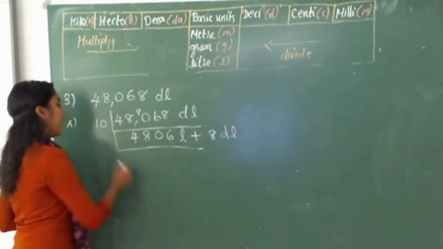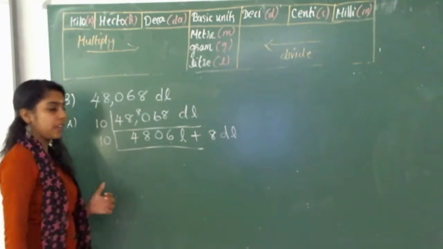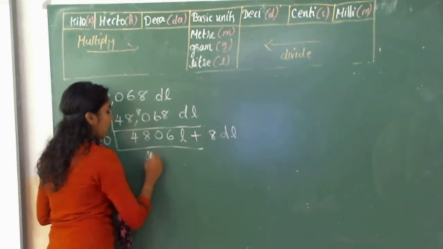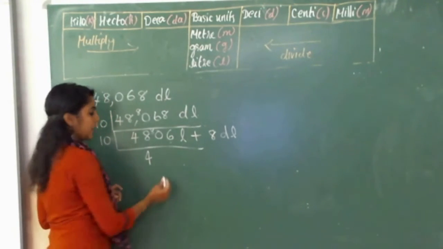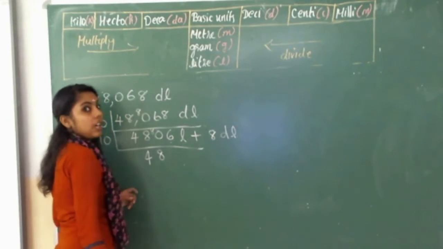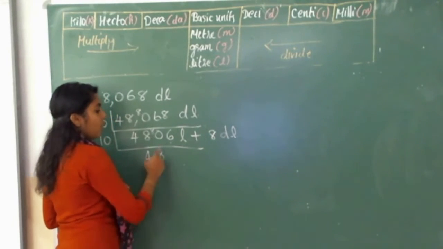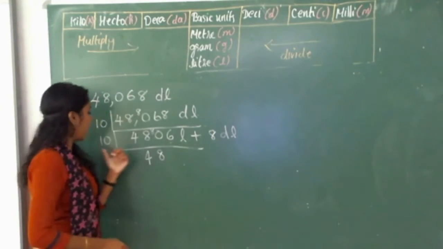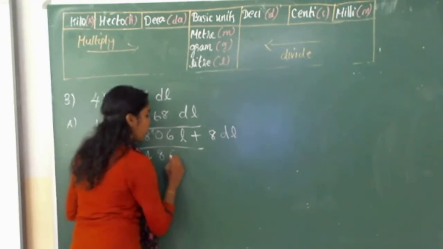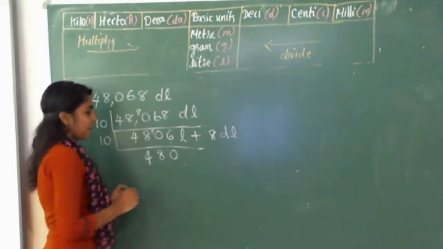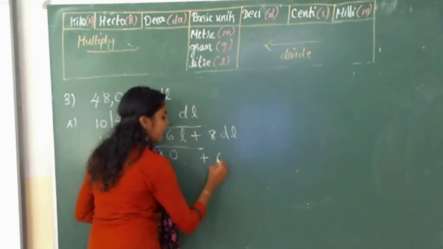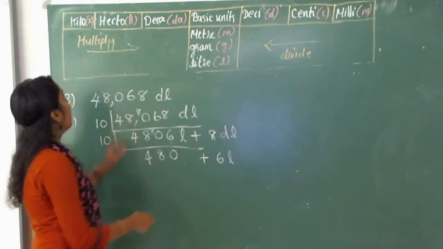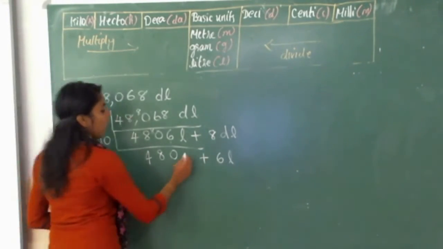Clear? Again 10. Then 10 in 48. 10 4s are 40, 8 is the remainder. 10 8s are 80. Then what's the next one? 6. Can we divide this 6 by 10? No. What will we do? 0. Then 6 is the remainder. 6 liter, and here liter after decaliter.